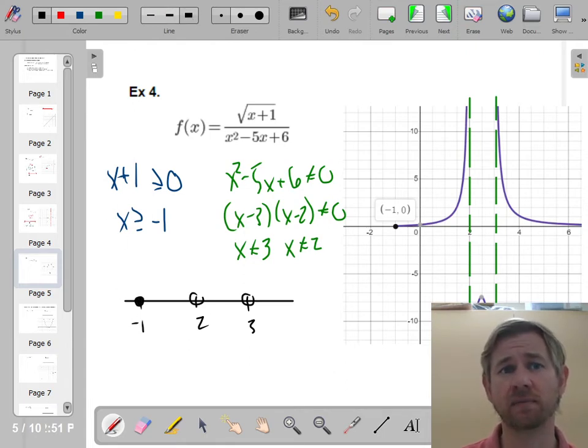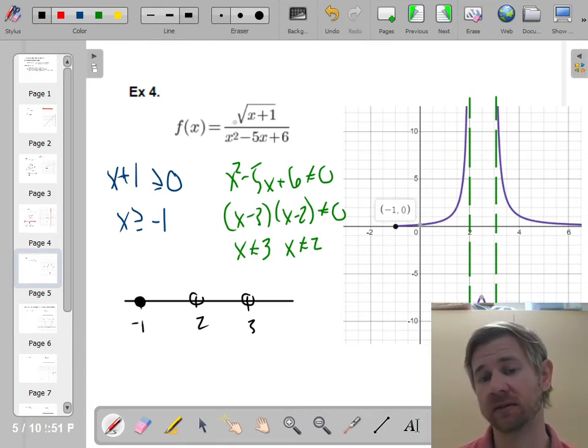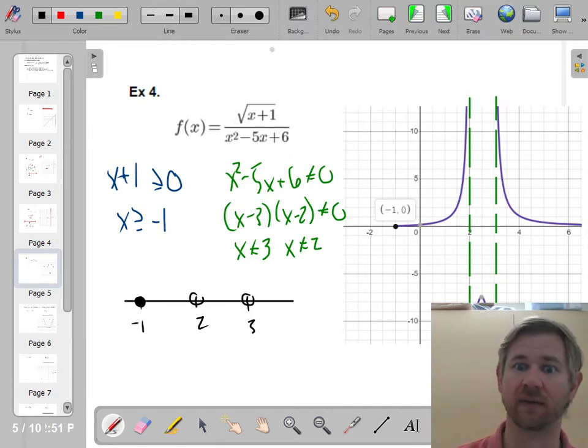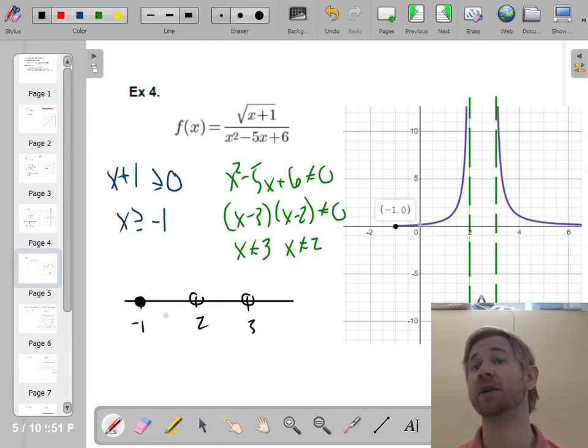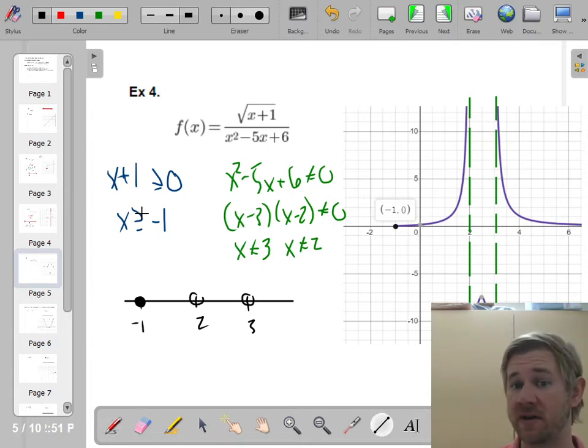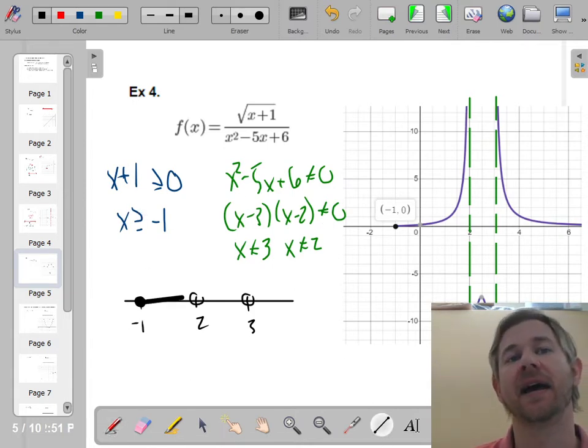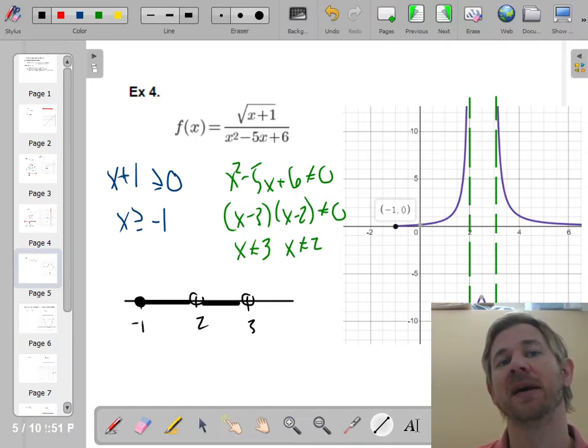equal to negative 1, because if you plug in negative 1, you'll get 0, and the square root of 0 is 0, so it'll be 0 divided by whatever, which is 0. So negative 1 does work. I can see it right there. I want all the numbers that are greater than or equal to negative 1, so that's these guys. But again, you got to pick up your pencil at 2 and 3 for those vertical asymptotes.